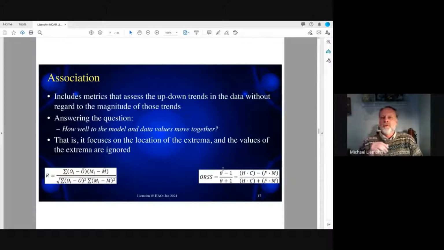Association. All right, so this is changing gears a little bit. Association actually doesn't have to do with how close the two number sets are to each other.